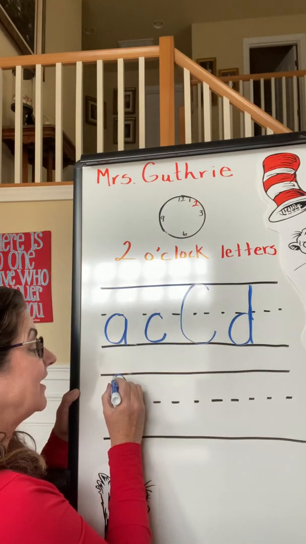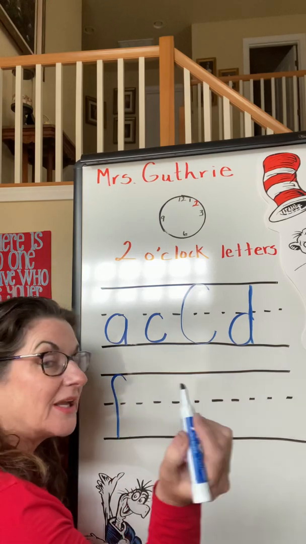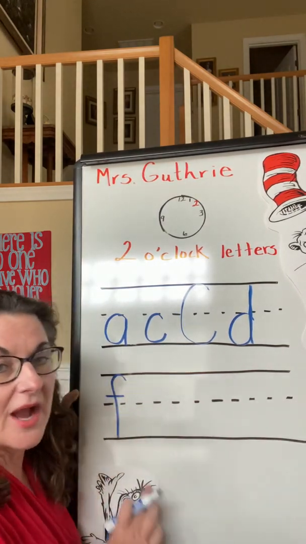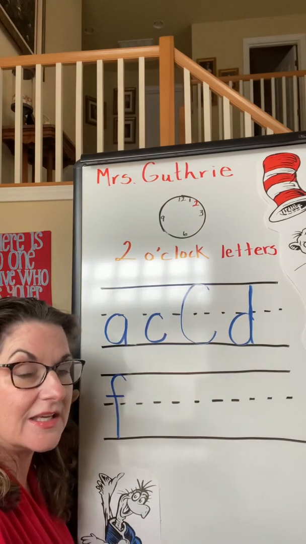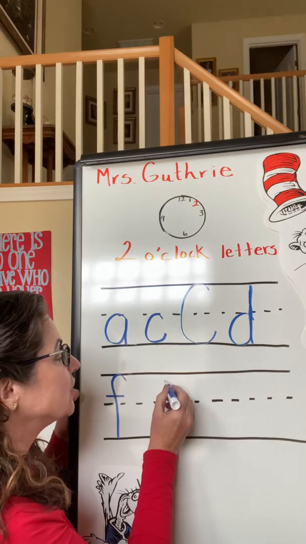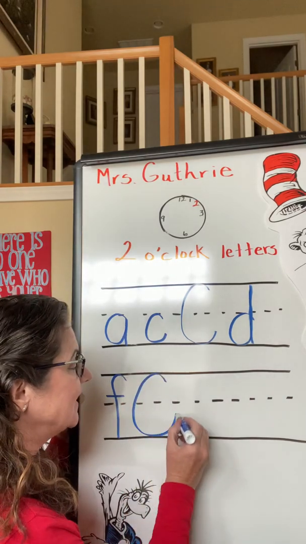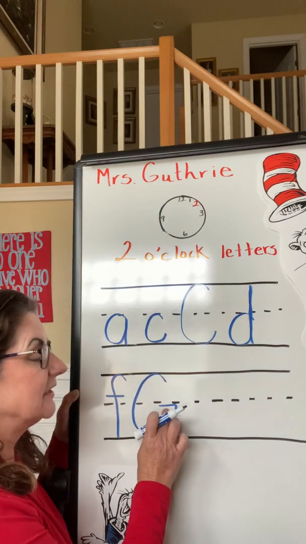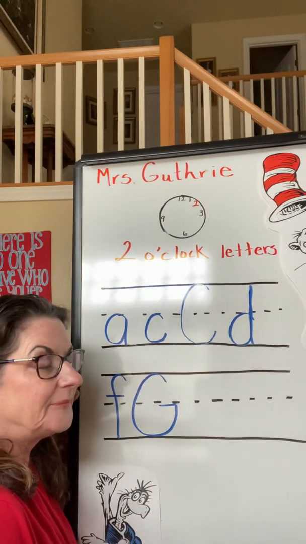Lowercase f, I start at 2 o'clock and I have to pick up my pencil. I usually don't pick up my pencil when I write, but on an F and a T and a few other letters, I do pick up my pencil. Capital G starts like a C and goes around and then has a little seat on it at 3 o'clock.